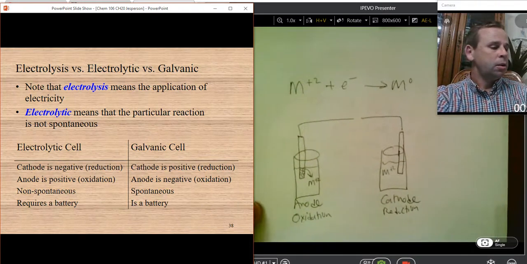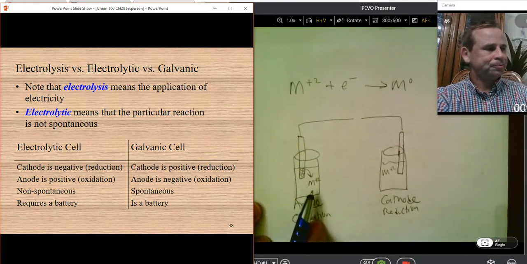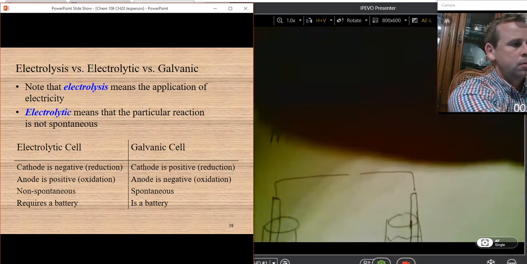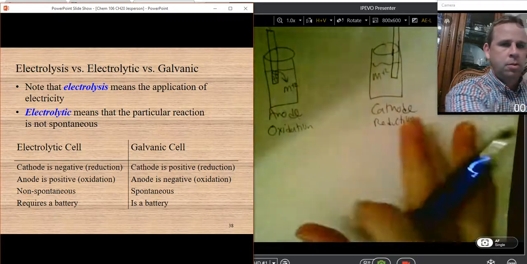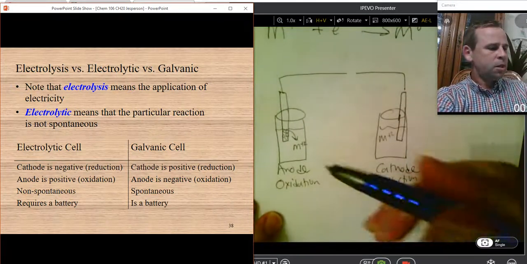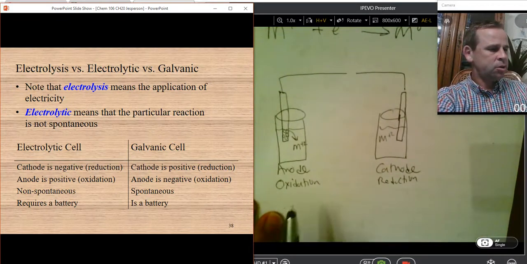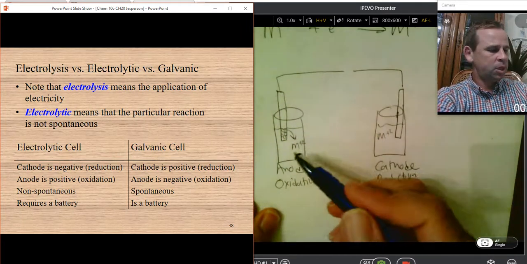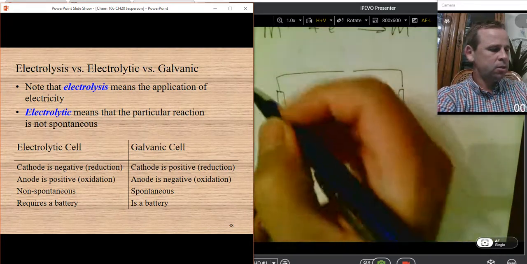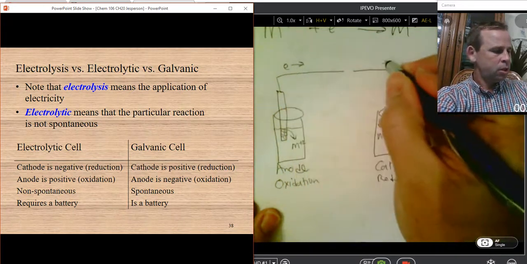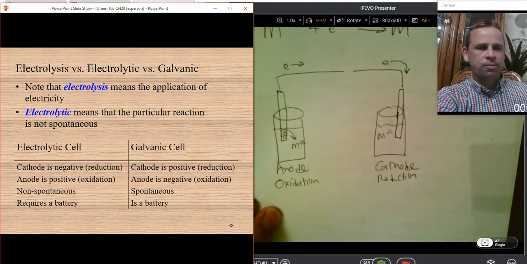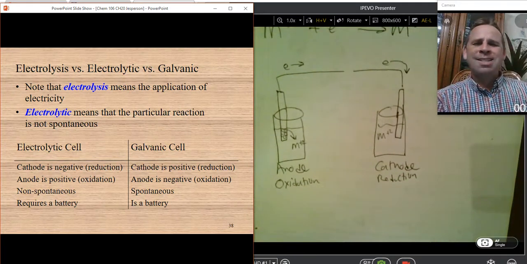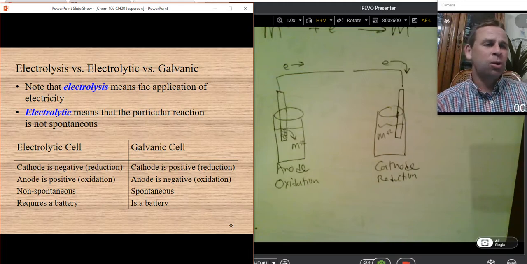All right? Now, this process allows electrons to flow from the left side over to the right side, because electrons are leaving here and you have electrons moving in this direction. All right? Now, we have a sign notation for the anode and the cathode.